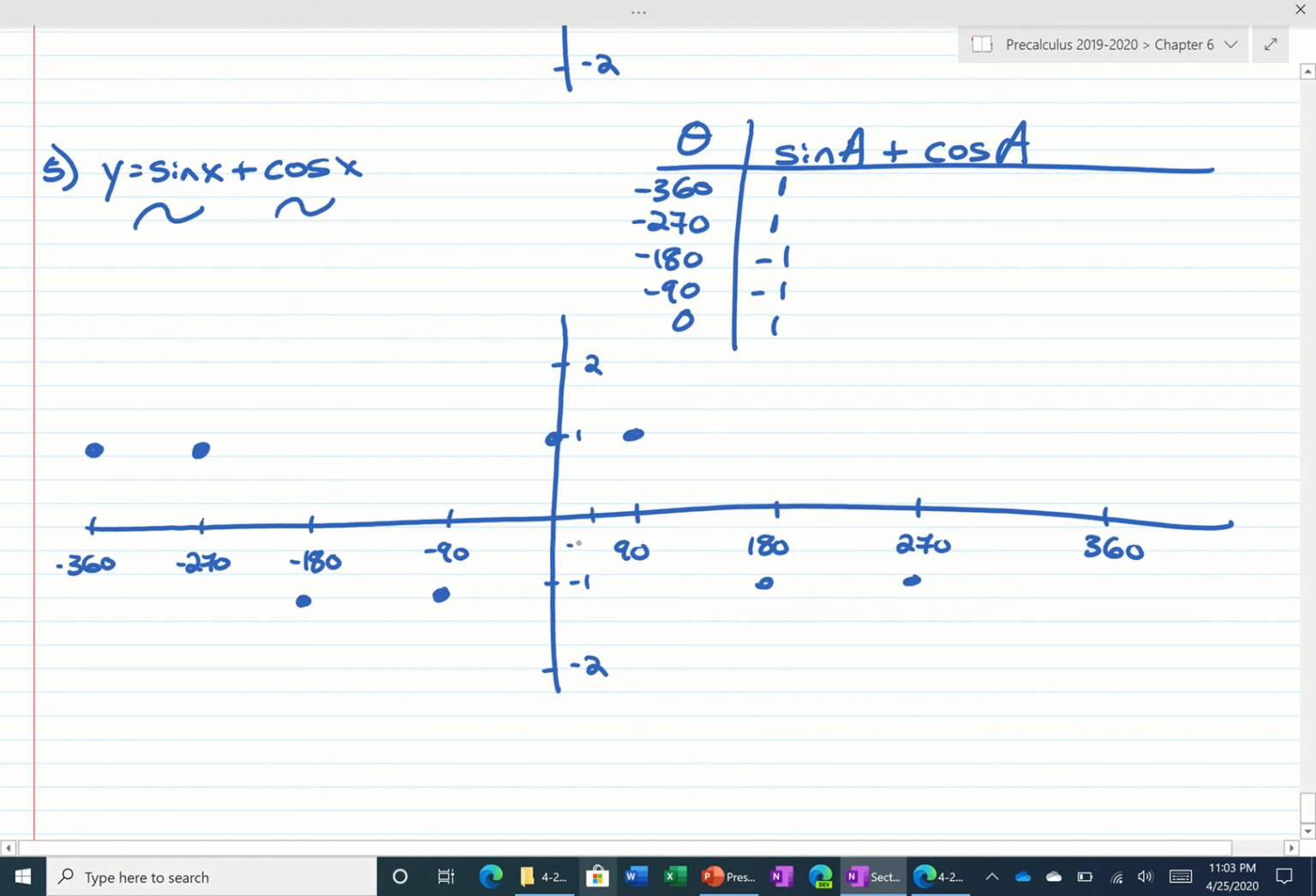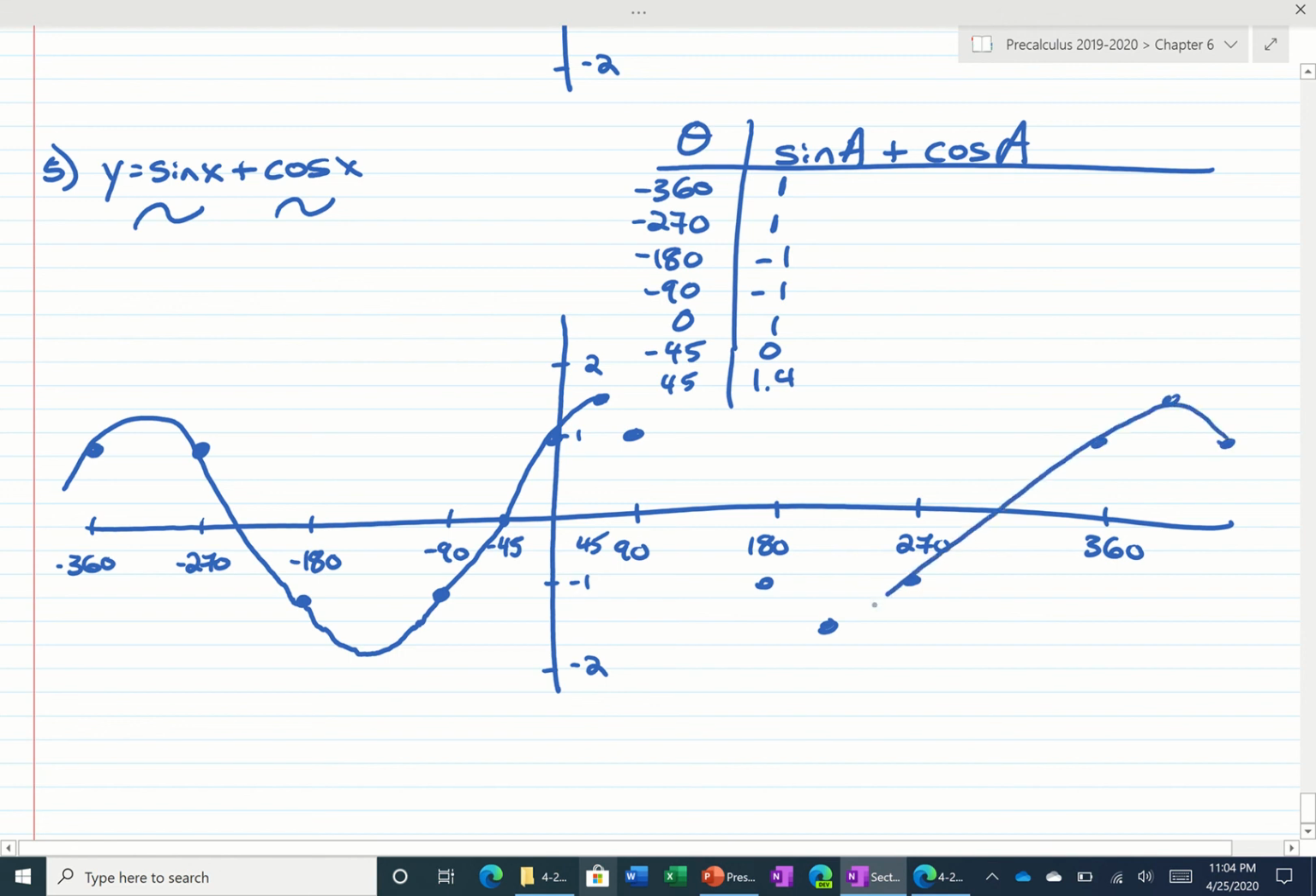The tricky part is what's going on in the middle. So let's see. I'll try negative 45. I'll store that. And I'm getting 0. That's interesting. Oh, negative 45. I think I stored positive 45. So negative 45, store it. I'm getting 0. Okay, that makes a little bit more sense. At positive 45, it's probably going to be bigger than 1. Let's see here. 45, store it. I'm getting 1.4. Okay. So it looks like in the middle it's going up to 1.4. Then it goes down to negative 1.4. Then it goes up, positive 1.4, and comes back down. So that's what the graph looks like.